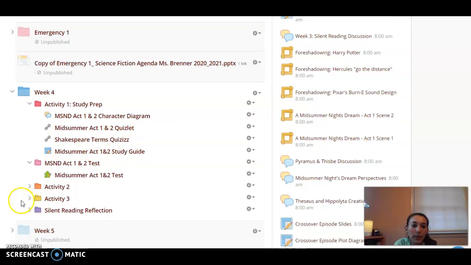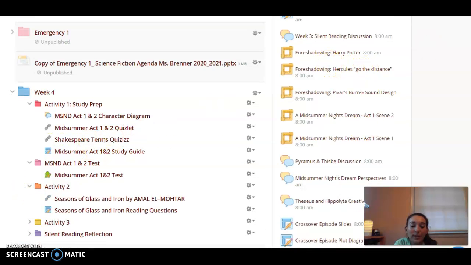Alrighty, so back to the assignments for the week. In Activity 2's folder, we have Seasons of Glass and Iron. This is a short story that is in the fantasy genre.